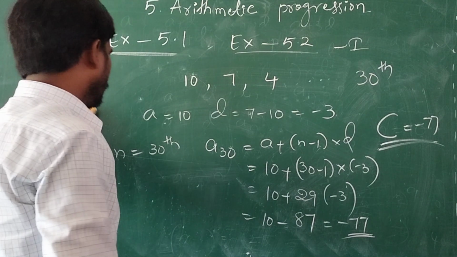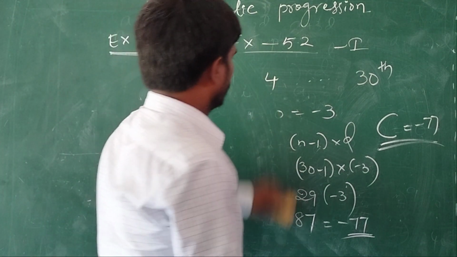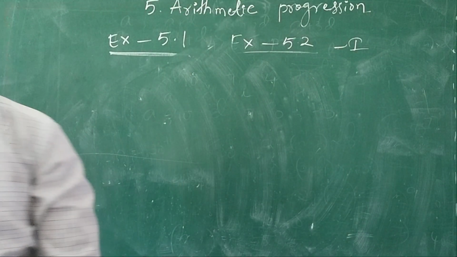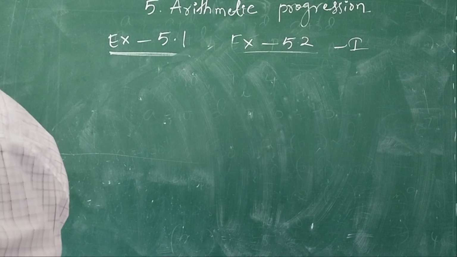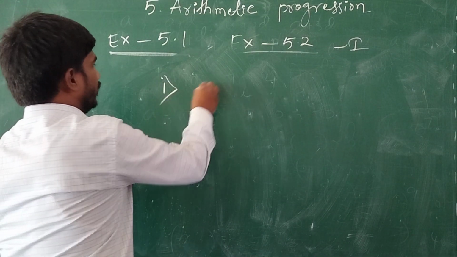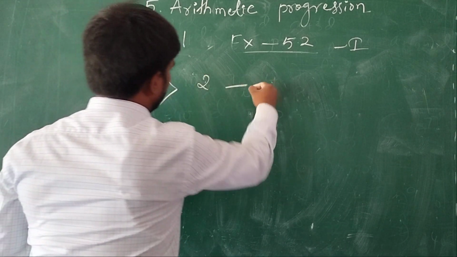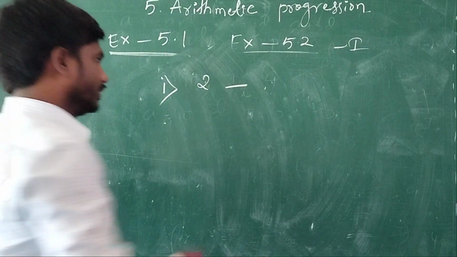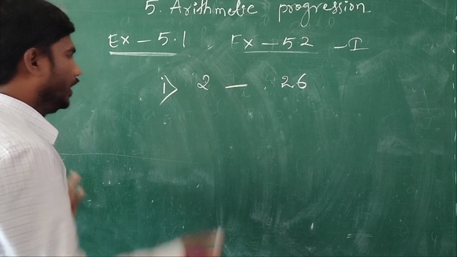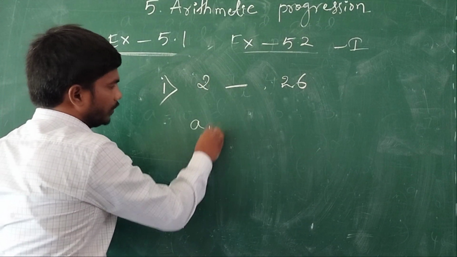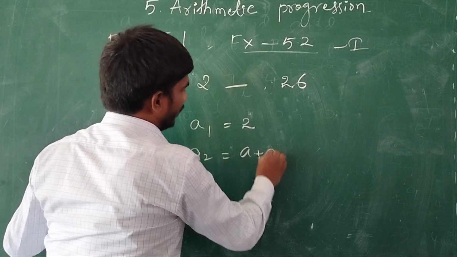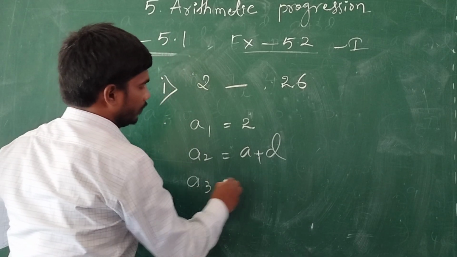Next, fourth problem. Sorry, third problem. The second one is completed. In the third bit, in the following APs, find the missing term. So 2 is given, the next term is not given, and the last term, that is 26, is given. He is asking to find the second term. Actually, see here, the first term a1 is equals to 2, the second term a2 is equals to a plus d, the third term is a plus 2d.